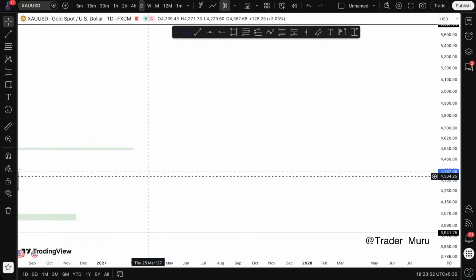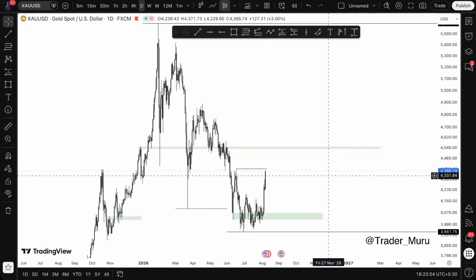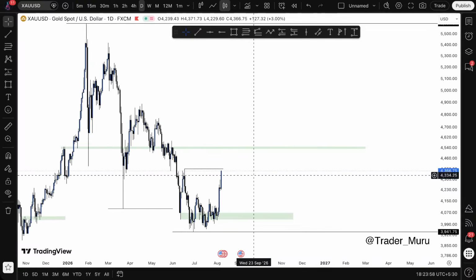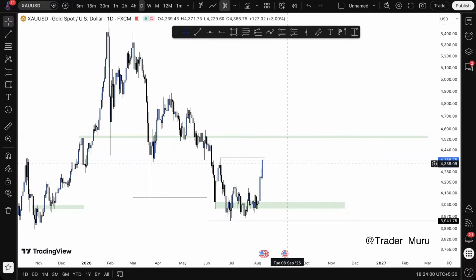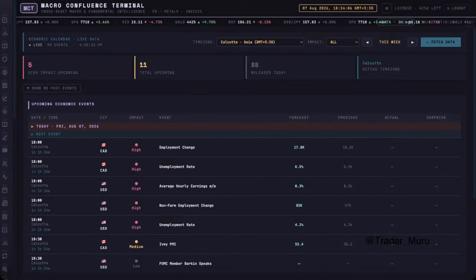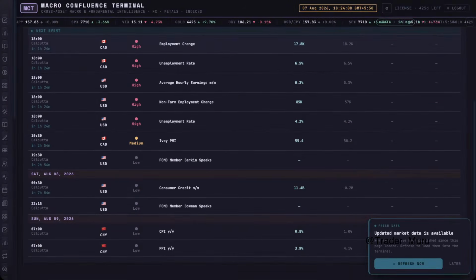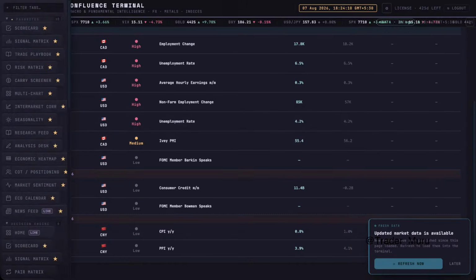Bro, it will sweep the monthly liquidity as you said, 4545, and then bearish to 3500. Yes, it is highly possible for gold, but if we look at the fundamentals here, then we have COT positioning.